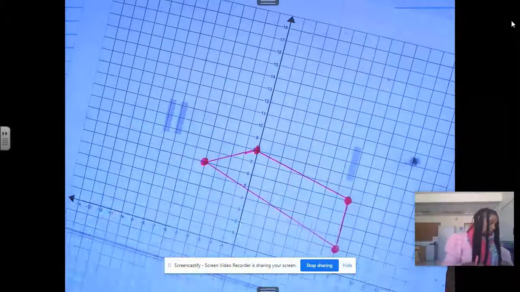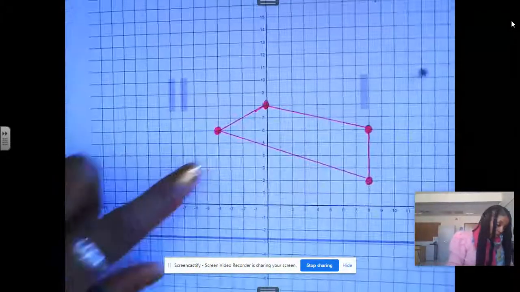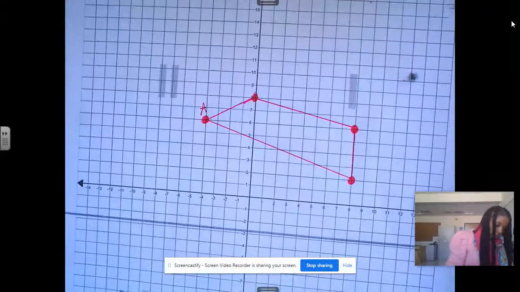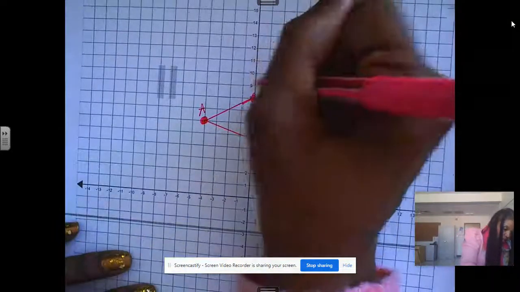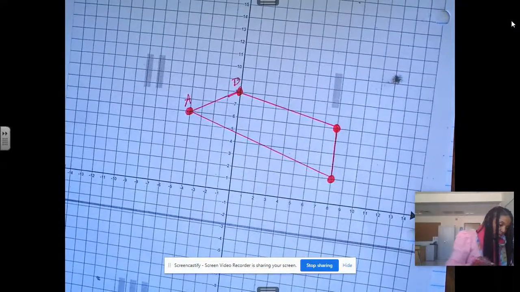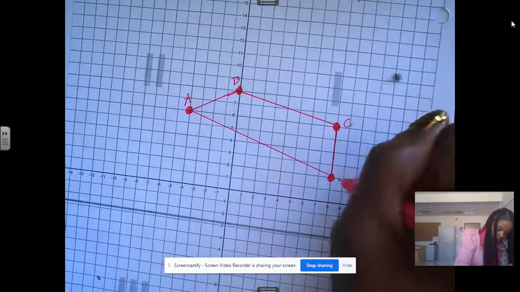All right, and then I'm going to go ahead and label this. So -4, 6 is going to be A. Okay. 0, 8 is going to be D. And then 8, 6 is going to be C. And so this is your B.